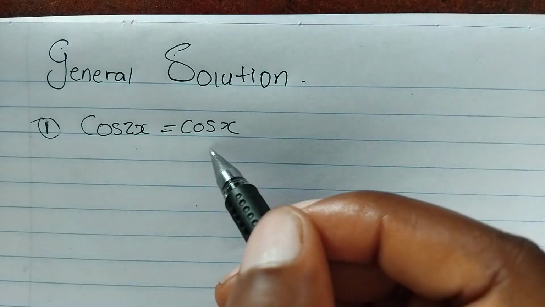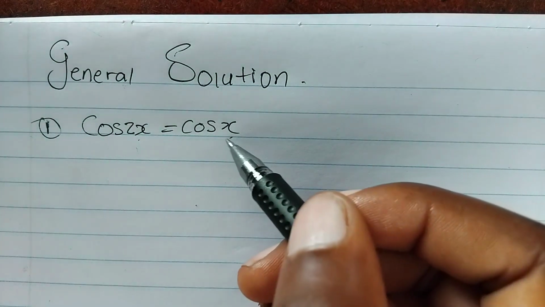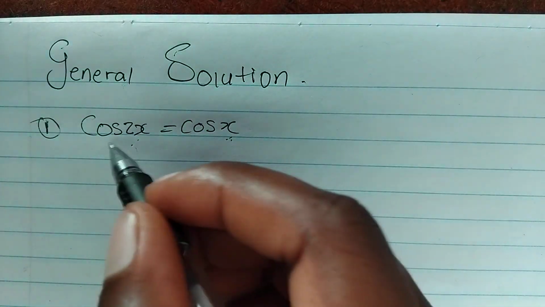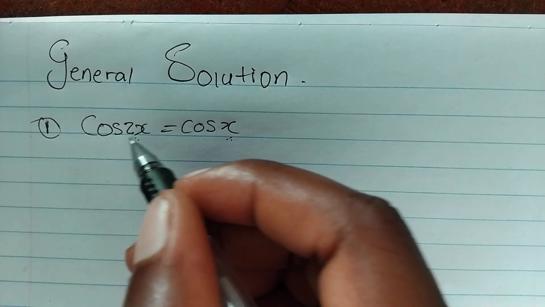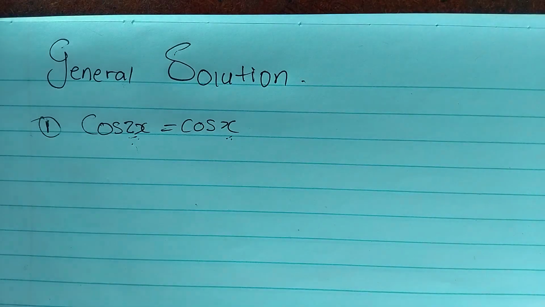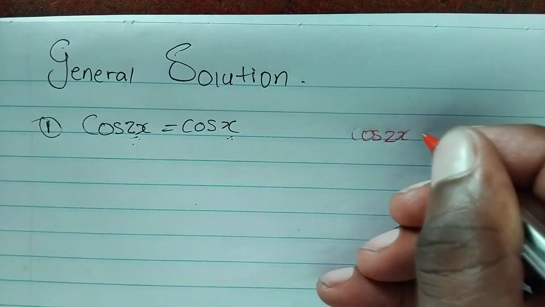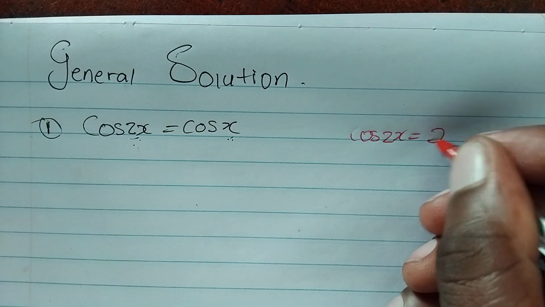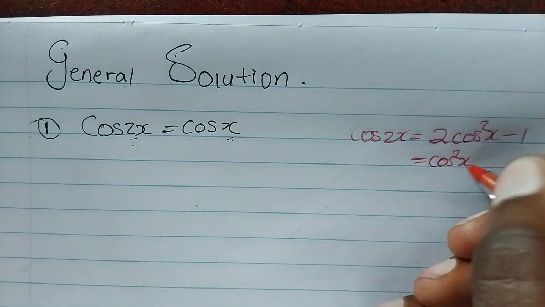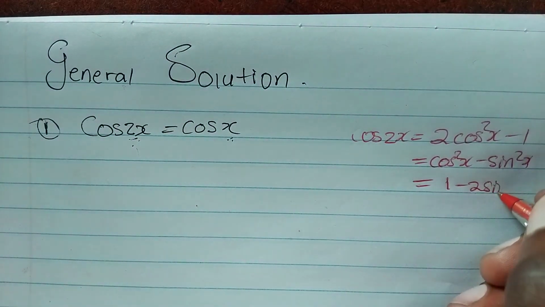If you have cos 2x equal to cos x, you see you have a double angle and a single angle, and there's no way that we can change the single angle into a double angle, but we can change the double into a single. So our first step is to change this double angle, and we know the double angle for cos is given by these three ways. So if we have cos 2x, it can be written as 2 cos squared x minus 1, or cos squared x minus sine squared x, or we can have 1 minus 2 sine squared x.